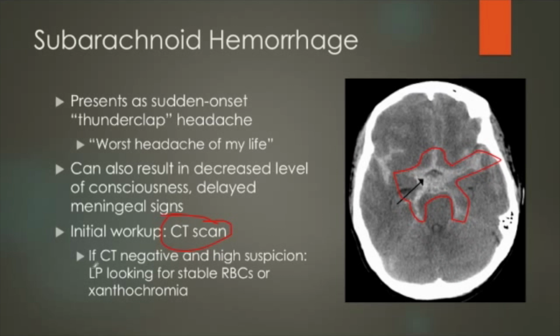Rarely, CT scans may be negative. If there's still high suspicion for subarachnoid hemorrhage, then it's important to obtain an LP. When you get an LP, you can see that there are high counts of red blood cells present on all taps, not just at the very beginning when there might be a traumatic tap, but up until the fourth tube that you draw off. Or there may be xanthochromia, which occurs from breakdown products of hemoglobin.